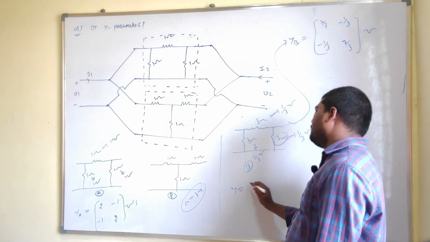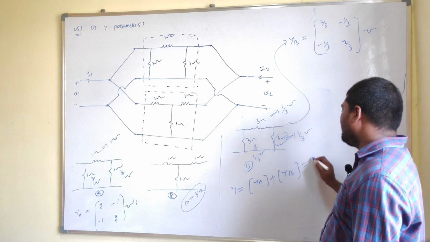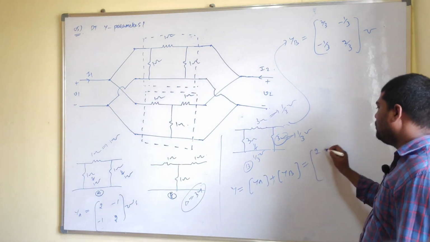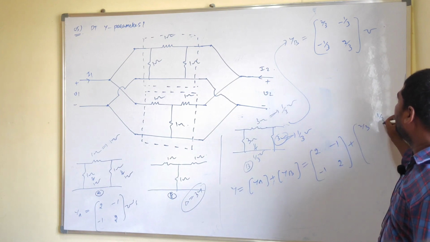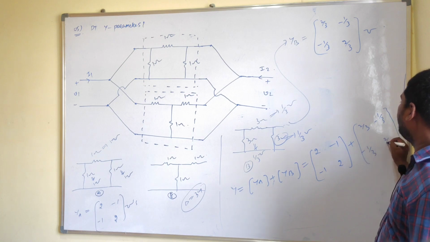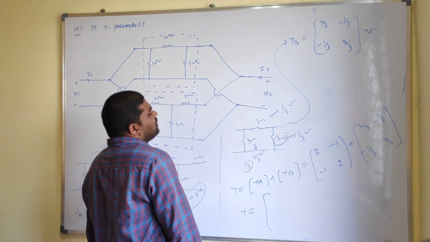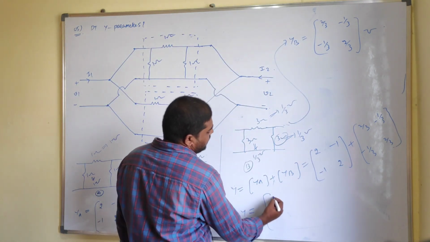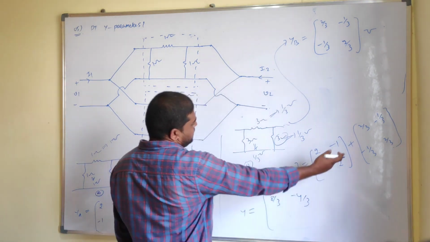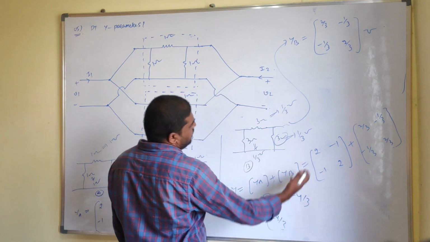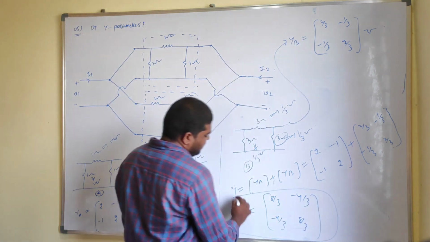So the resultant matrix Y equals YA plus YB. YA is 2, minus 1, minus 1, 2, plus YB which is 2 by 3, minus 1 by 3, minus 1 by 3, 2 by 3. Now Y equals 2 plus 2 by 3, that is 6 plus 2, 8 by 3. Next, minus 1 by 3 minus 1 is minus 4 by 3, and obviously the same minus 4 by 3, and then 2 plus 2 by 3, 8 by 3. So this is your resultant Y matrix.